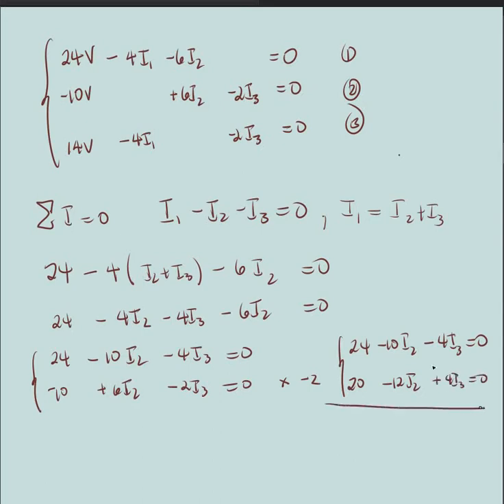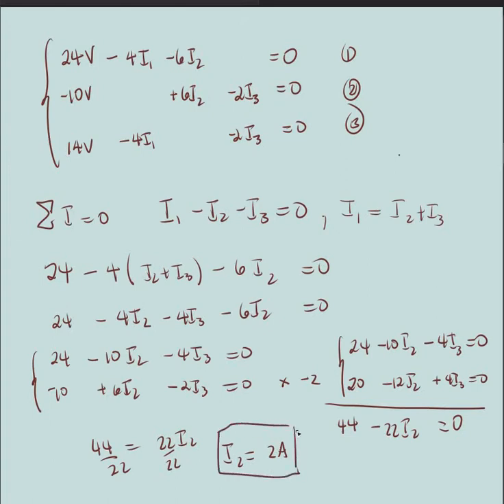And what we do here now is just add these two. 24 plus 20 is going to be 44. Minus 10 minus 12 is going to be negative 22 I2. Minus 4 plus 4 is going to be 0. It is equal to 0. Solving here for I2, we will have what? 44 is equal to, well, we send negative 22 to the other side. It's going to be 22 I2. We divide both sides by 22. And I2 is equal to 2 amperes. And voila, we found the first current. Right? We found the first current.